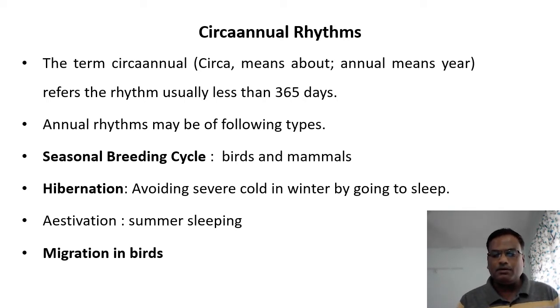Then a very famous phenomenon called migration in birds. Migratory behavior is repeated every year. So it is a yearly behavior. Birds migrate from one place to another place, maybe from one part of the country to another part, from one country to another country, like this. This behavior is also seasonal and it is repeated every year. Therefore, migratory behavior of birds can be considered as an example of circa-annual rhythm.